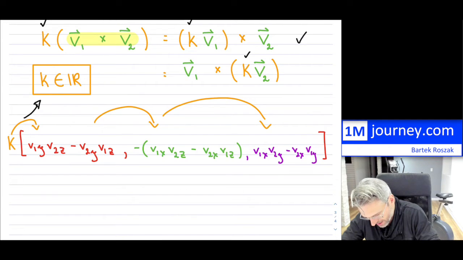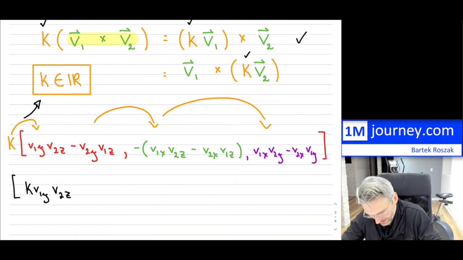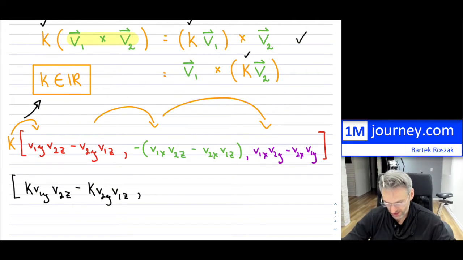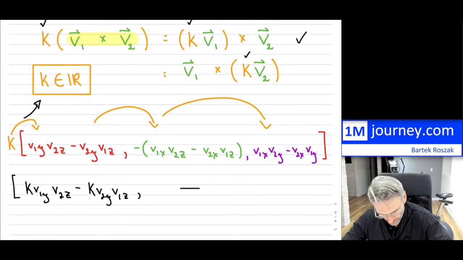I can write the same thing. I can say k times v1y, and this is going to be v2z, minus, and notice this is going to be k again, because it's being distributed all the way through, v2y, and then v1z. Now, it's going to do the same thing to the other components as well. I'm going to just leave those components for you, so you can put the k right in there.